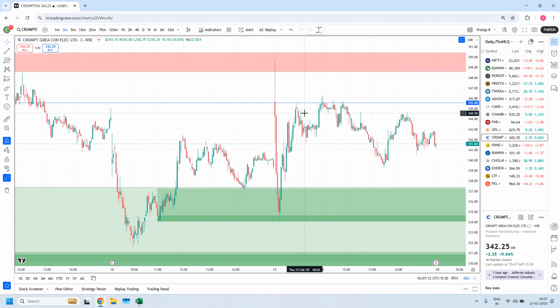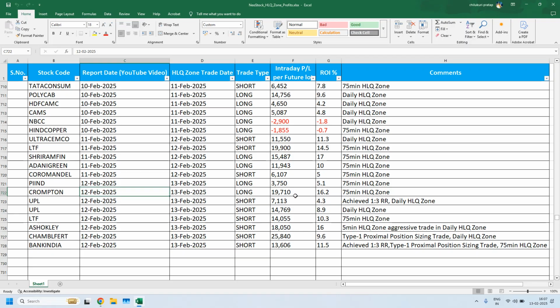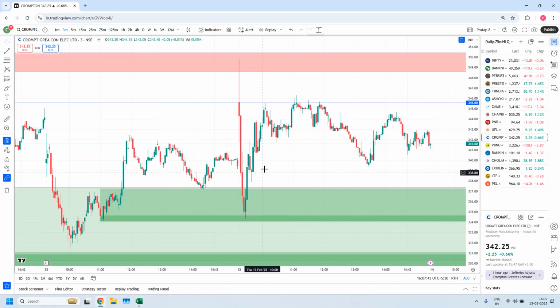Previously also I once explained the same concept, support and resistance, maybe in the last two or 3 months, not more than that. So remember this. I think yesterday also we exited a trade based on this concept only. But this one, how much profit has it given? Crompton has given 19,710 rupees, which is 16.2% ROI as per one futures margin cost, till this area.